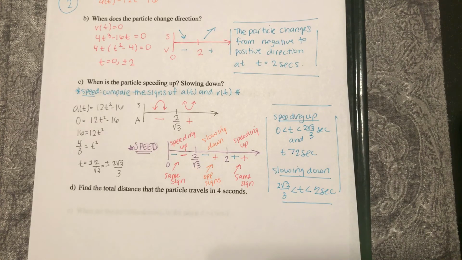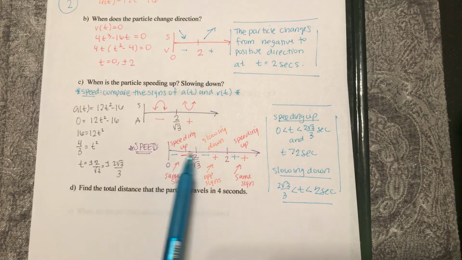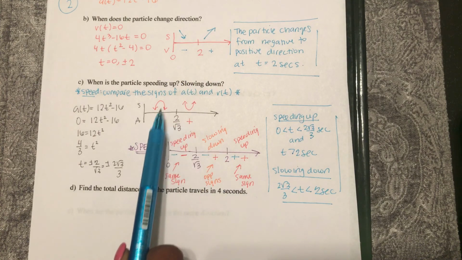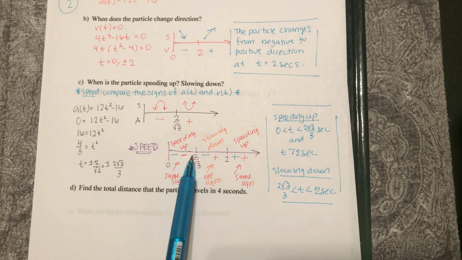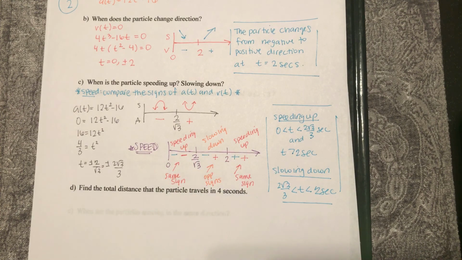So for speeding up and slowing down, we compare the sign of the velocity versus the sign of the acceleration. When they are the same sign, the particle is speeding up. When they're different signs, it's slowing down.